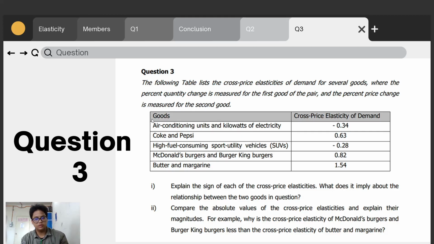My name is Muhammad Azizul, and today I will talk about question 3 and question 4. There are tables provided that show us the goods and the cross price elasticity of demand. This will help us to explain the question above.